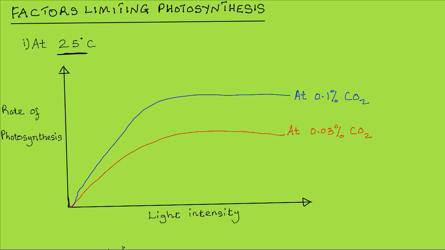For example, in this graph here, as you increase the light intensity, the rate is going to level off at this optimum. So let's call this the optimum light. That is the optimum light intensity. Now, at 0.03% carbon dioxide, the fastest rate of photosynthesis is attained at that point.